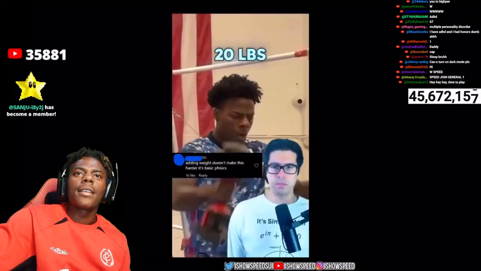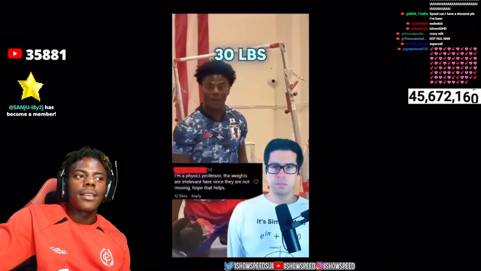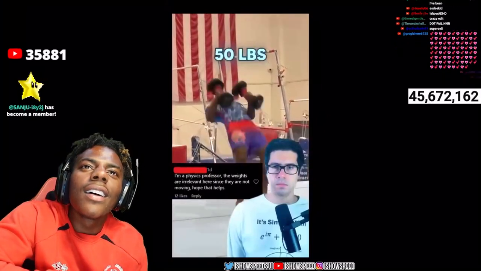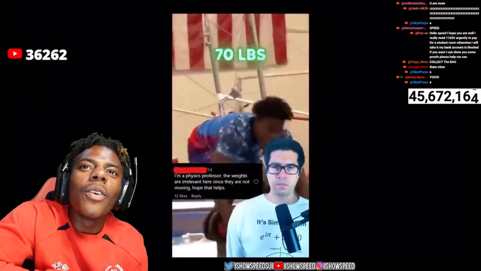Doesn't make this harder. It's basic physics. I'm a physics professor. The weights are irrelevant here since they are not moving. Hope that helps. Return your degree.